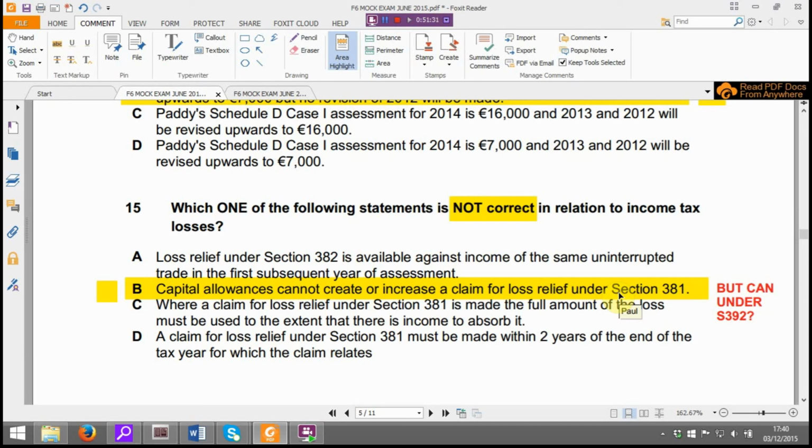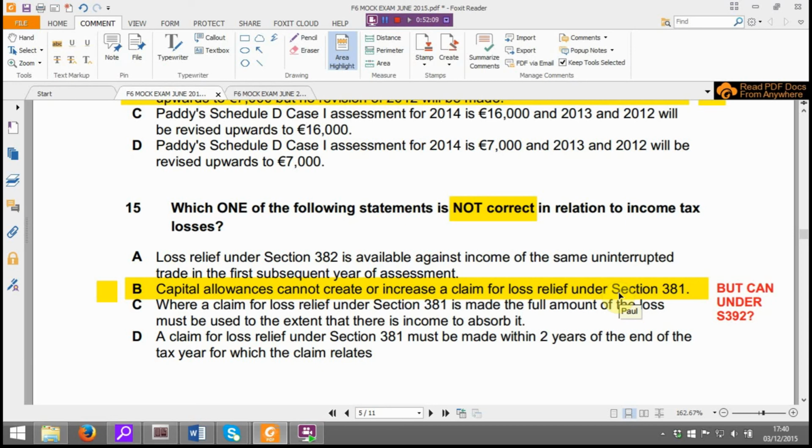Certainly, we just need to know what the rules relating to Section 381 pertain to, and we should know that basically a loss made in the current year is just moved up the comp. In other words, in effect, Section 381 simply means we take the case 1 loss, let's say, for the year and just put it up the comp against other income. We sort of sweep the comp and really try and get rid of all the other income in the year. But this question is not strictly speaking about that. What it's saying is that capital allowances cannot create or increase a claim for loss under Section 381.